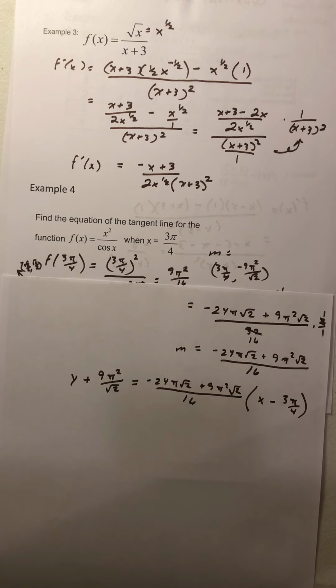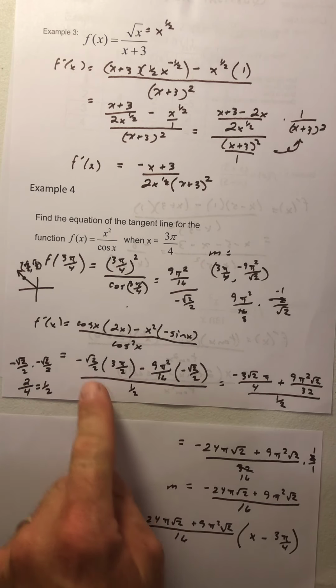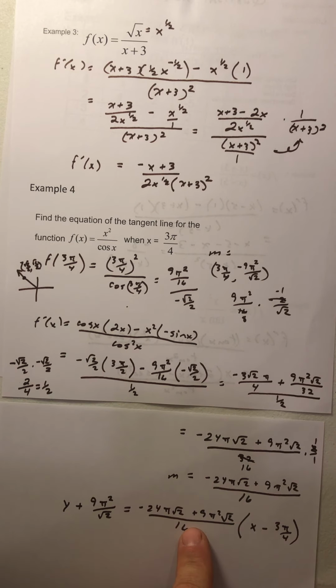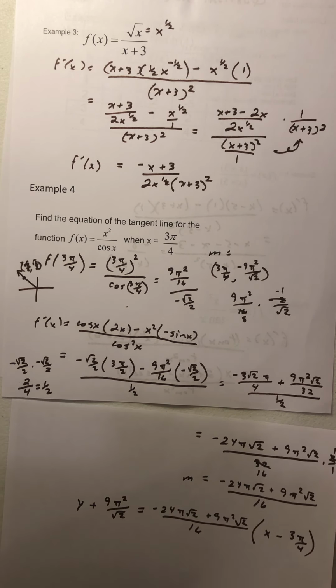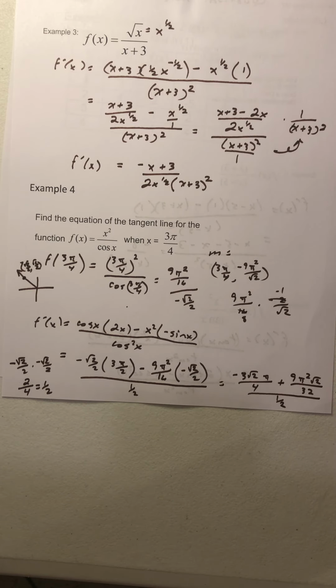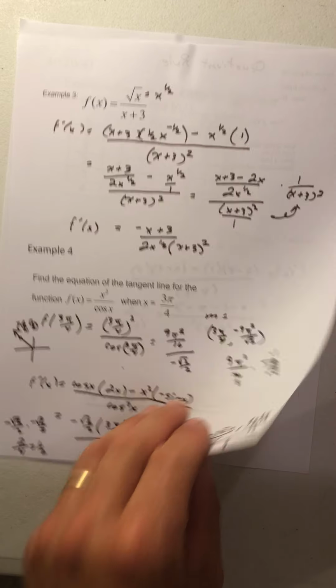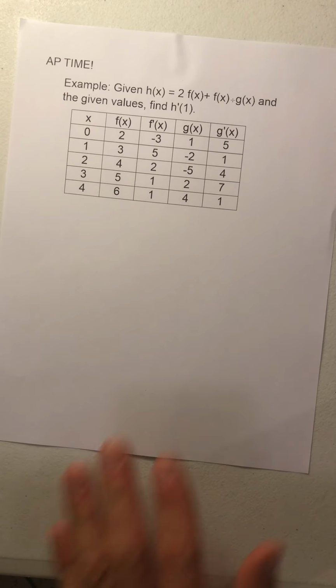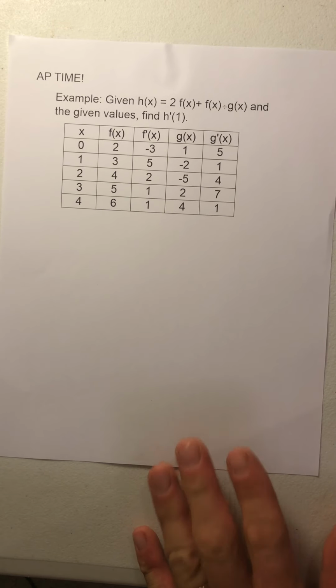Good heavens to Betsy's. I would leave it just like that. I would definitely not try to manipulate that at all. I may have even rewritten all of this as my slope and said, the heck with it. Being an extended response question, that's definitely a legal thing to do, because we don't need to do any of the basic mathematics there.